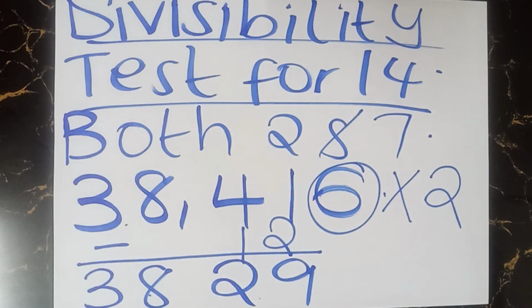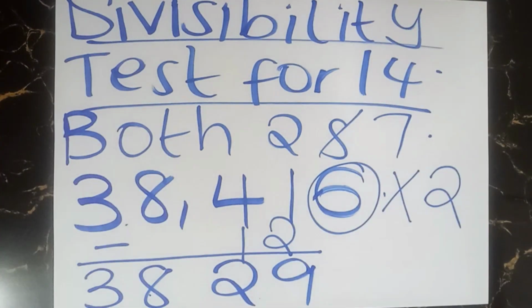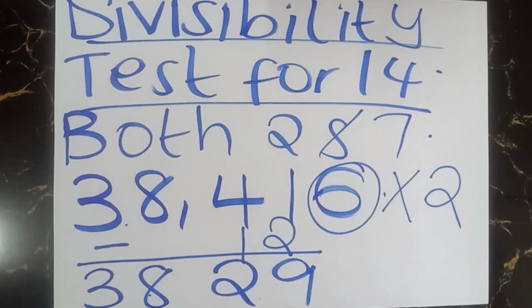It's divisible by 14 because it is divisible by both 2 and 7. Are we together? Exactly. So let's go through one last example.